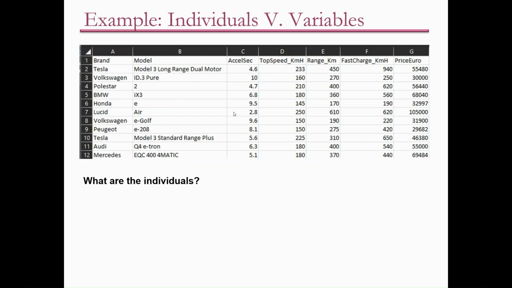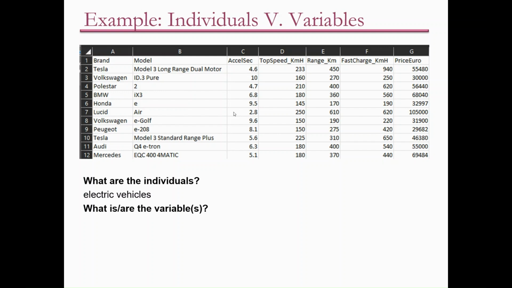One answer that I often get here is, well, it's the model. But in actuality, the individuals are electric vehicles. If you answer that the models are the individuals, I think that's very close, because they do uniquely identify the cars in this data set. But the real answer here is the individuals are these electric vehicles. The model is actually a variable.